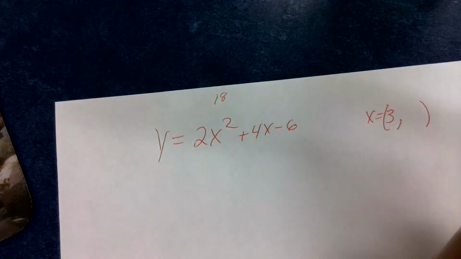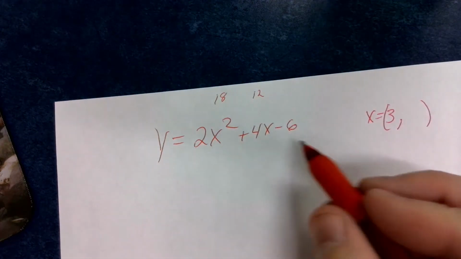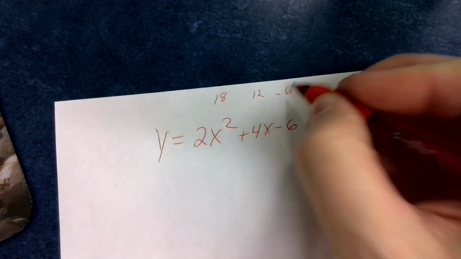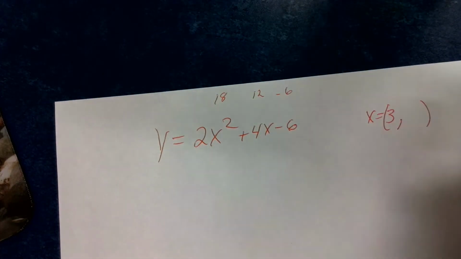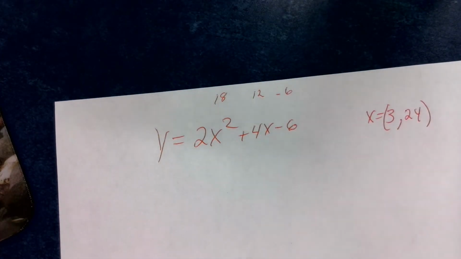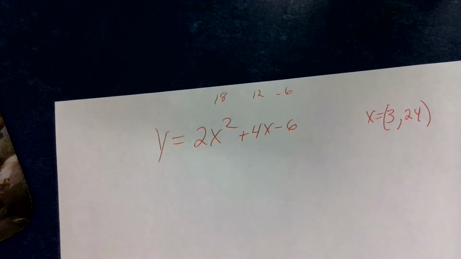3 times 4 is 12. I got a 12. And I got minus 6. 18 and 12 is 30. 30 minus 6 is 24. Everybody agree 3, 24 is the point that we're going to have this line go through?